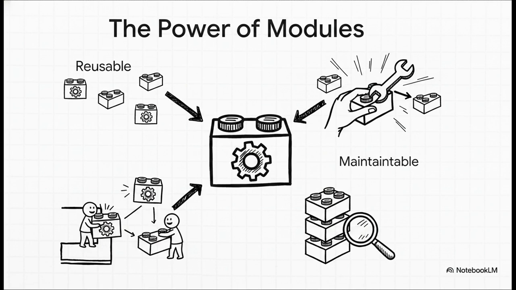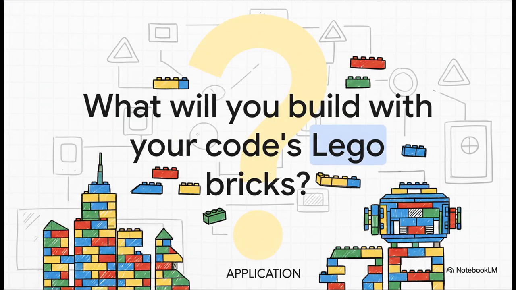And for teamwork, it's a total game changer. Different developers can work on different files at the same time without constantly running into each other. So at the end of the day, when you start thinking of your code not as one giant sculpture, but as a well-organized set of Lego bricks, you unlock this incredible ability to build bigger, better, and much more resilient applications. It's honestly the foundational skill that separates messy code from professional software. So the only question left is, what are you going to build with your new set of bricks?